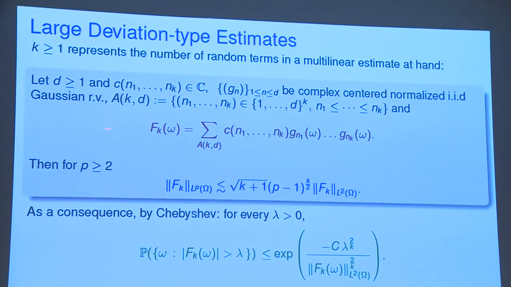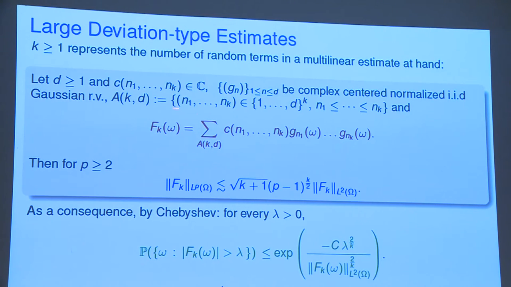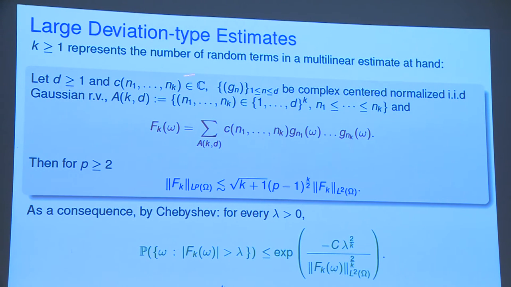So everybody knows the typical large deviation estimate. Think of k here as how many random terms you are dealing with in your nonlinearity, whatever that is. Here you have a linear combination of the random variables. A large deviation estimate tells you that in omega, the LP norm is controlled by the L2 norm.